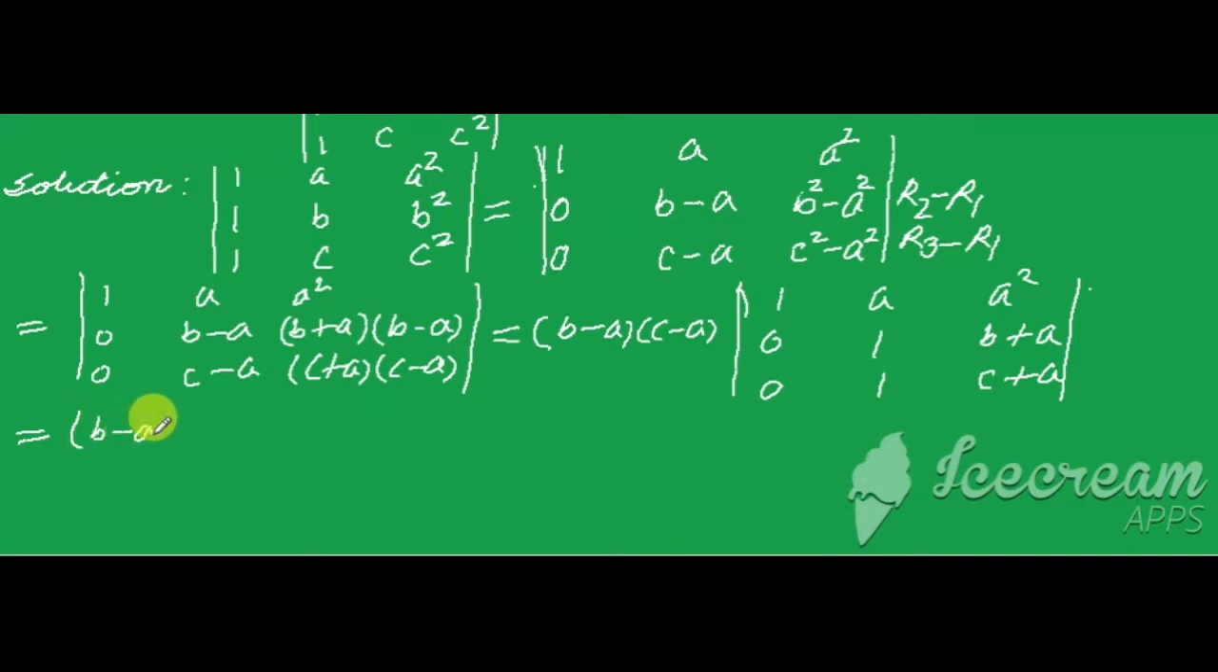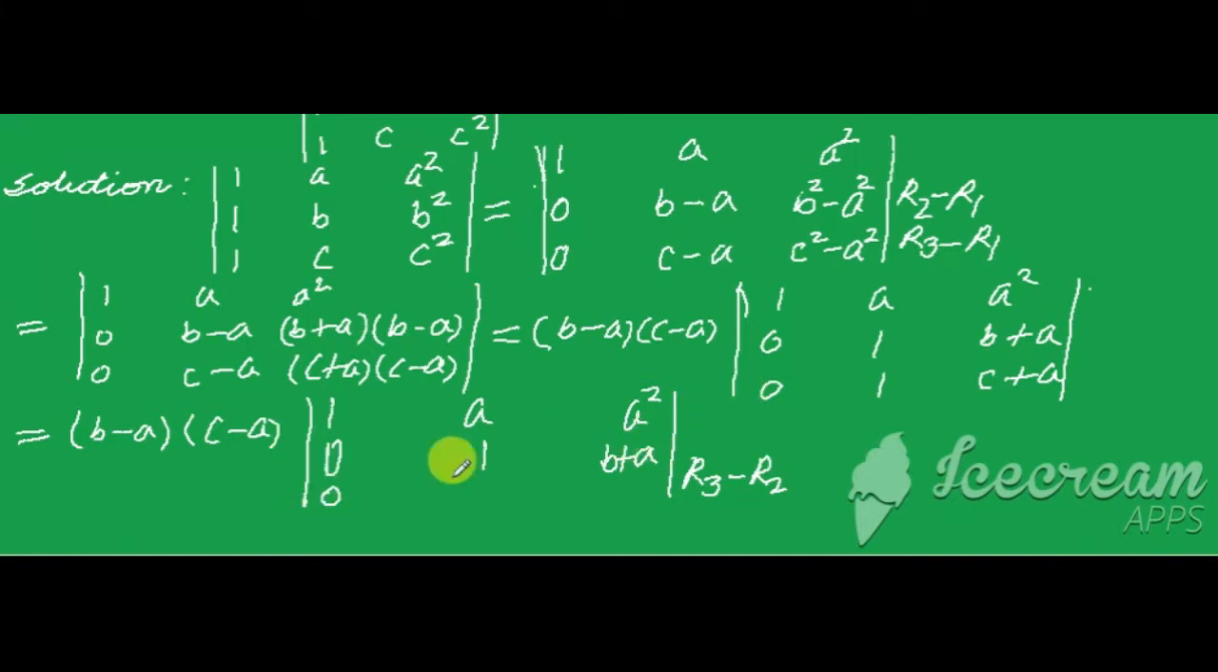Now that is equal to b minus a, c minus a, determinant. Now we have to carry out the operation R3 minus R2. So the first row will remain as it is, 1, a, a square, and the second row will also remain as it is, 0, 1, b plus a, and in the third row we carry out R3 minus R2, so 0 minus 0 is 0, 1 minus 1 is 0. And if we subtract b plus a from c plus a, a will be cancelled, and we get c minus b.